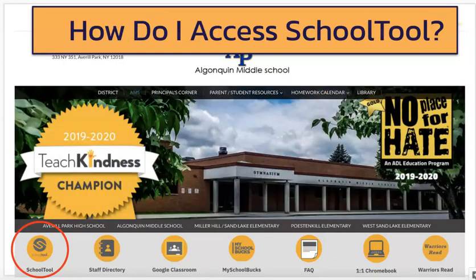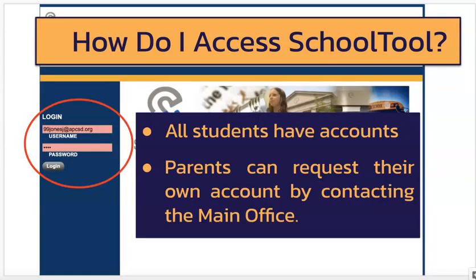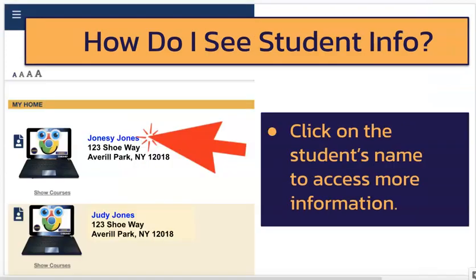In order to access SchoolTool, you would head to the AMS webpage where you look for the SchoolTool icon, and it's also along the bottom bar as well. In order to log into SchoolTool, students all have their own individual accounts, so you can have your student log in and then look on with them. But parents can also request their own account by contacting the main office.